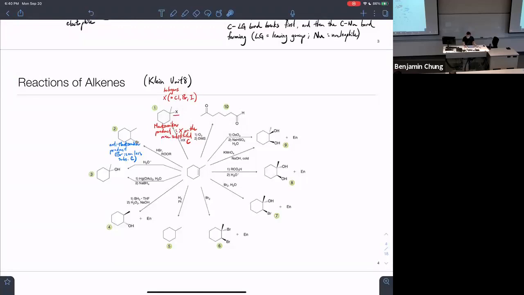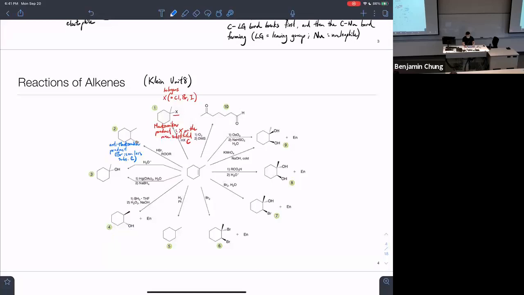Okay, so moving on, we have another pair of related reactions. This time, instead of installing an X group, we are installing hydroxyl groups. And similar to before, in reaction 3, we form the Markovnikov product by putting the OH on the more substituted carbon, whereas reaction 4 puts the OH on the less substituted carbon.